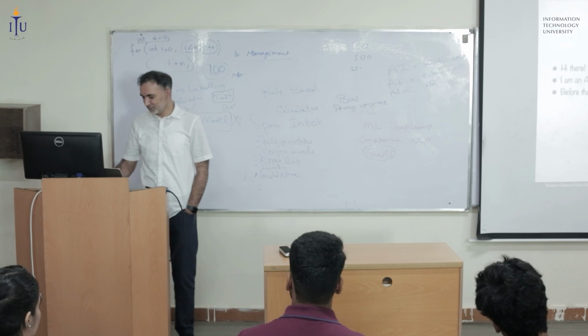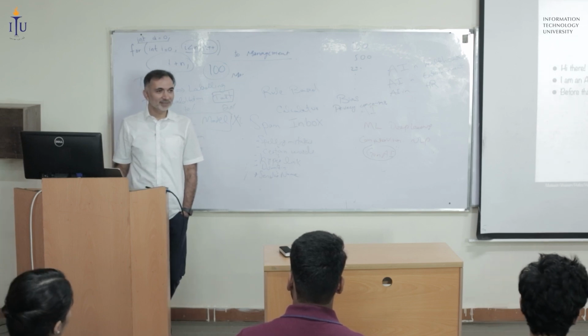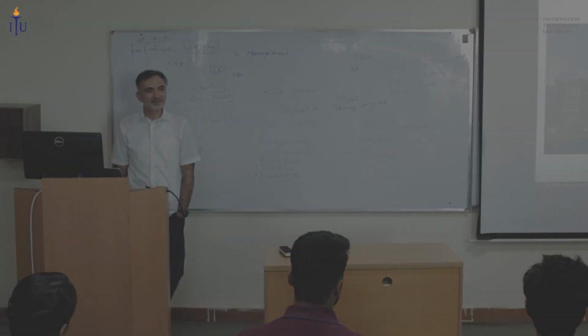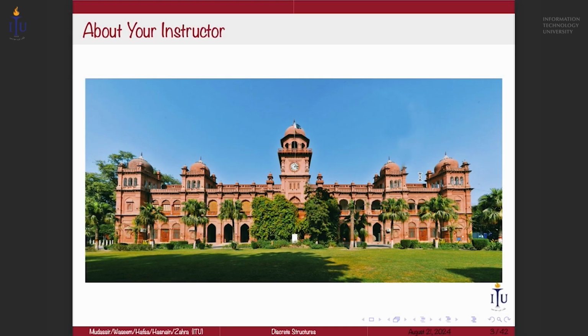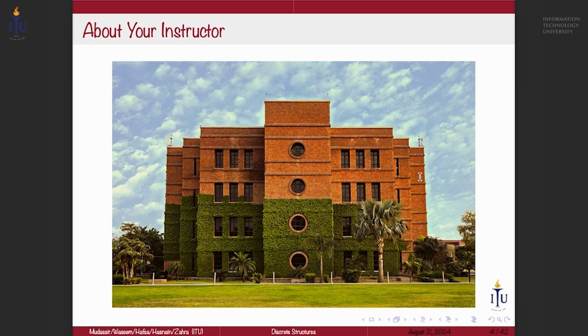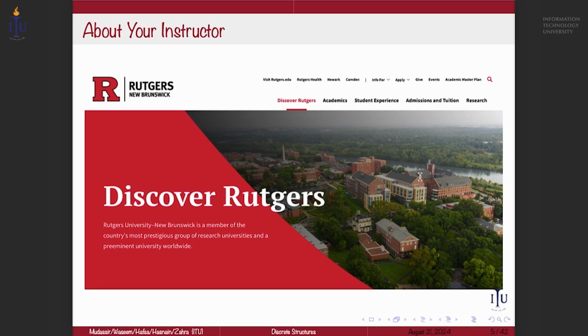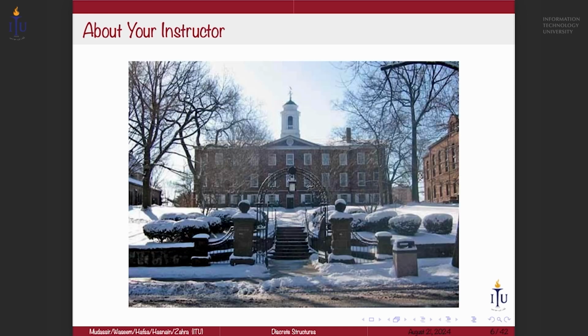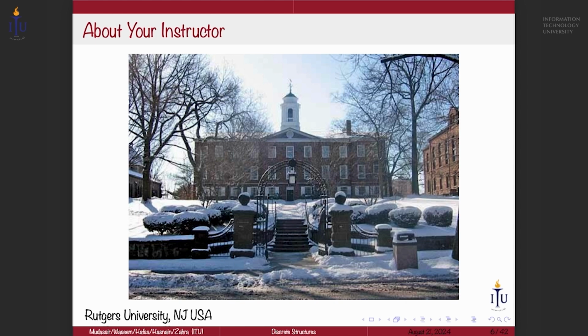I'm going to show pictures of those places, and you're going to guess what those places are. What's this? Raise hands. This is PUCIT, or Punjab University. I did my BS from there. This is LUMS. Everyone knows this. This is Rutgers. I did my MS from there, New Jersey. This is also Rutgers. I did my PhD from there.